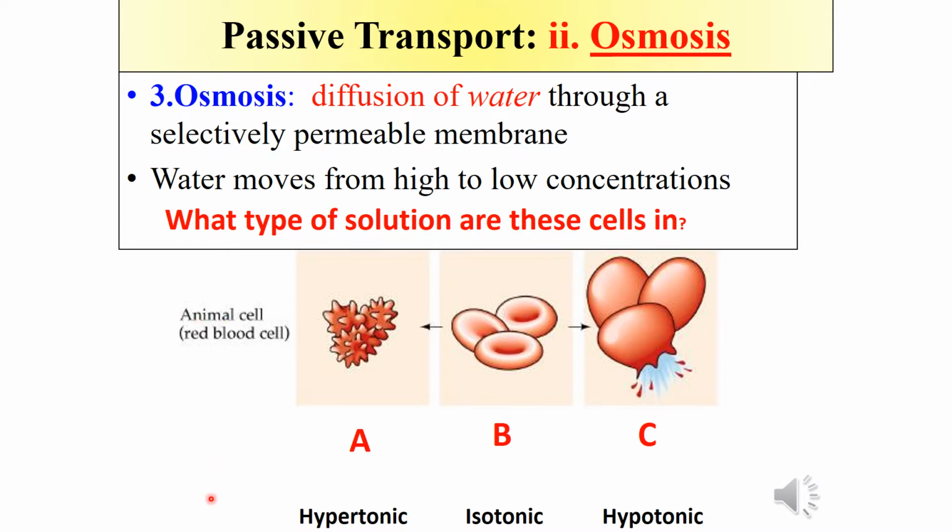So when the solution is hypertonic and the RBC is inside such a hypertonic solution, it will shrink because the water from the RBCs will come into the outside medium. In the isotonic solution, the amount of water molecules inside the cell and inside the solution are same, so the cells will maintain its actual structure. In the hypotonic solution, where the water molecules are more in the outside environment, they will enter the RBCs, and the RBCs will swell and they may rupture, leading to hemolysis.